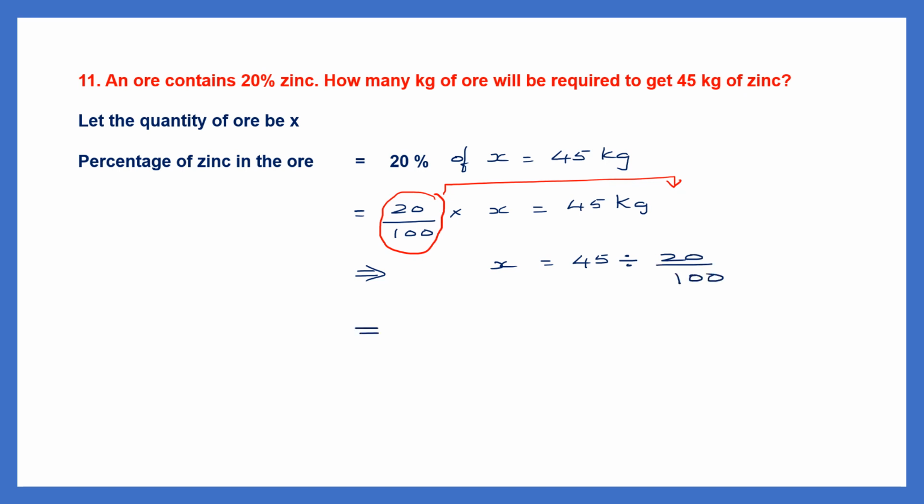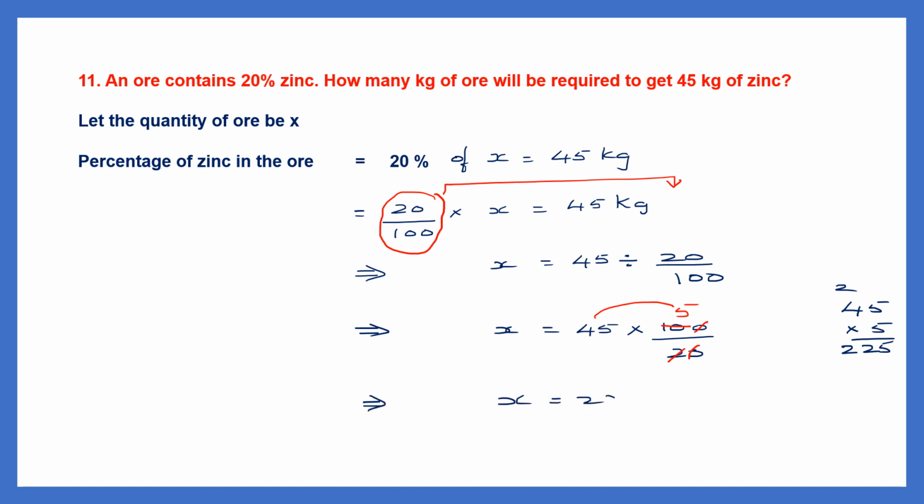Now let's find the value of X. X is equal to 45. Division changes to multiplication, and we write the reciprocal, 100 by 20, here. So now let's cancel what we can. We can cancel a 0 here and a 0 here. I can cancel 2 and 10. 2 5s are 10. Now multiply 45 into 5. 5 5s are 25. Carry 2. 5 4s are 20 plus 2 is 22. So the value of X is 225, and the unit is kilograms.